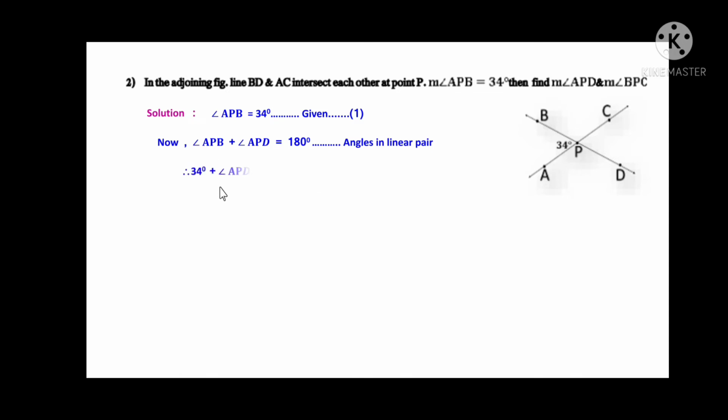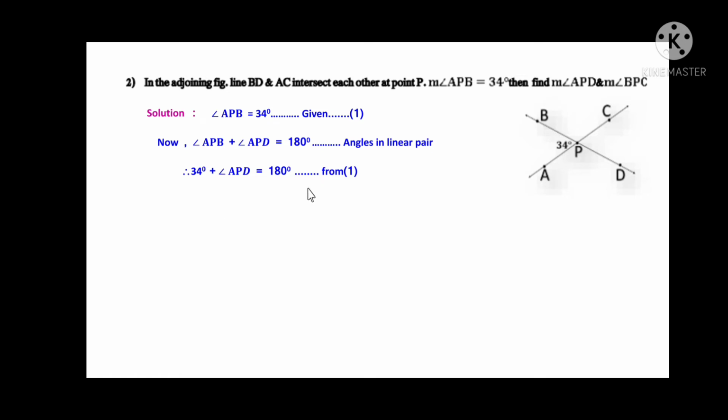Friends, let us observe this figure properly. It is given that angle APB is equal to 34. Now this angle APB and this angle APD both form a linear pair. And we know that the sum of the angular measures of a linear pair is always 180. So here angle APB is 34, so we write 34 plus angle APD is equal to 180.